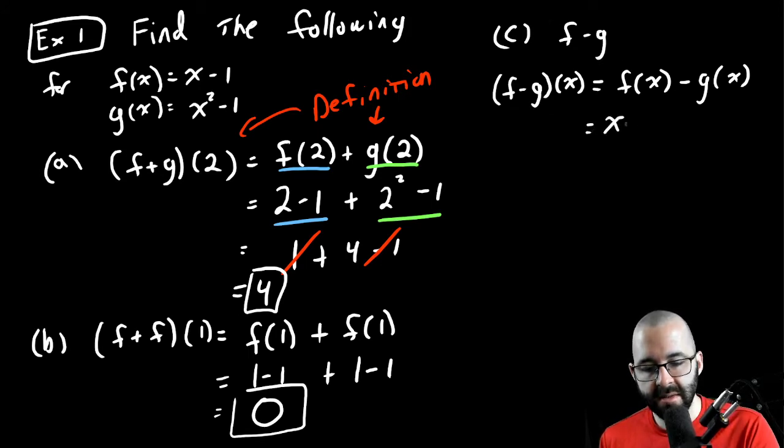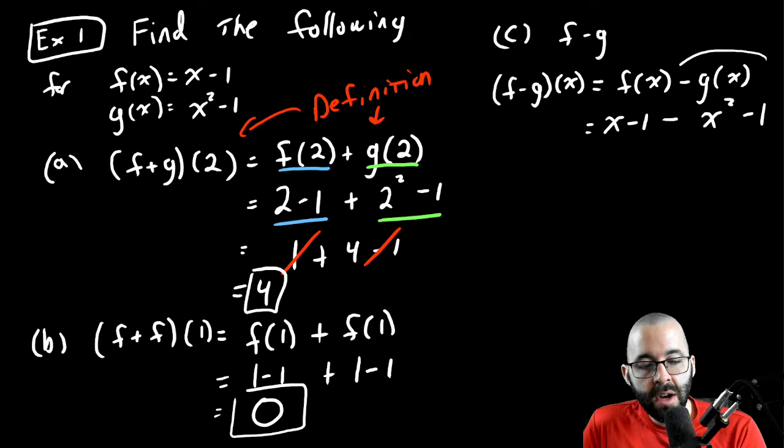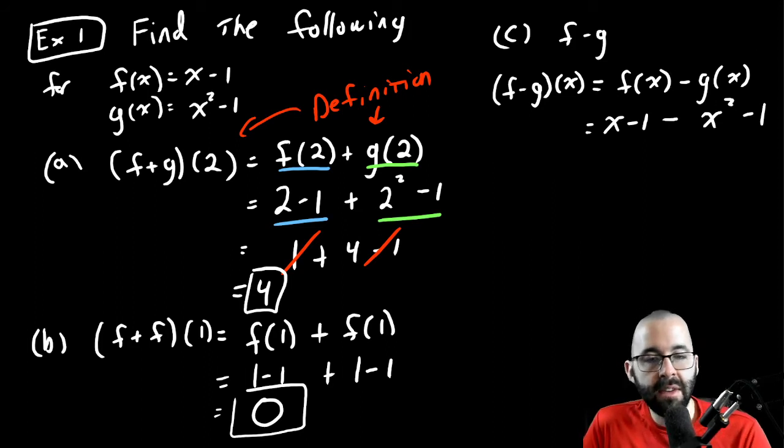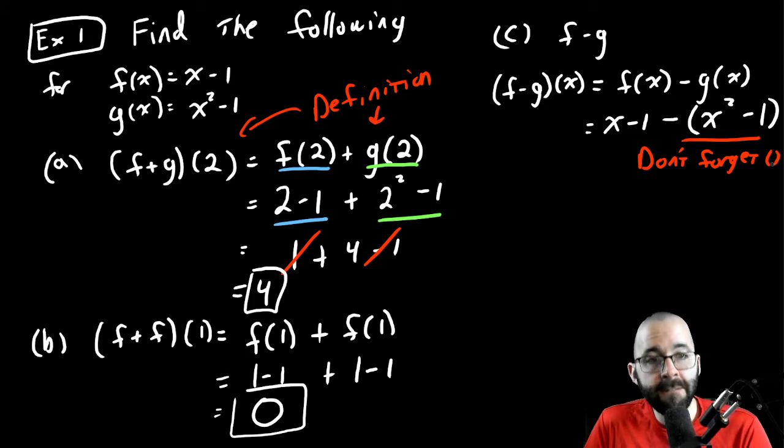What is f of x? x minus 1. Minus g of x. x squared minus 1. And I've made a mistake here, in this last step. The mistake is that we're supposed to be subtracting the entire function, g of x, but I'm only subtracting the first piece. To subtract the entire function, we need parentheses. So don't forget the parentheses, because we're subtracting the entire function.